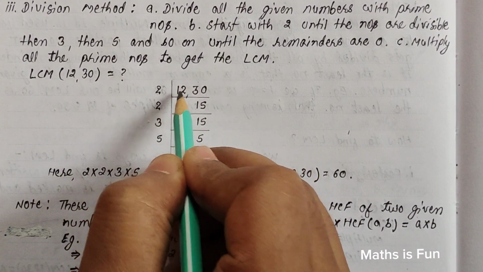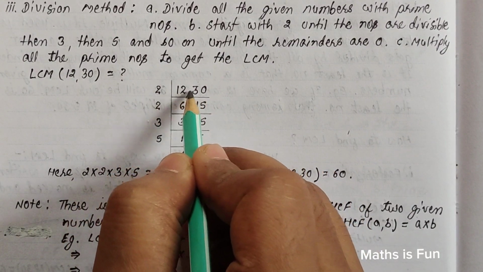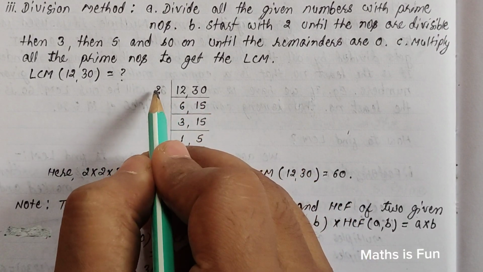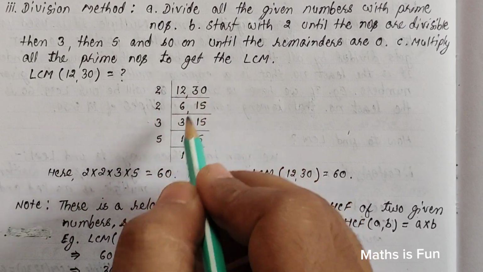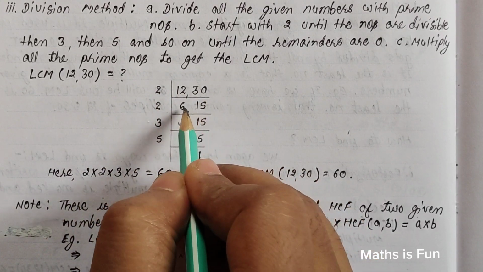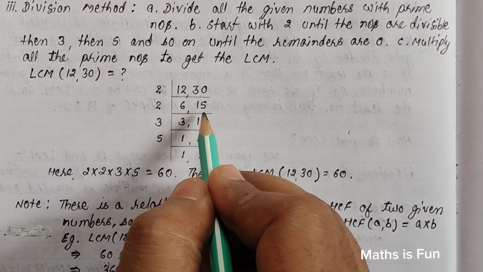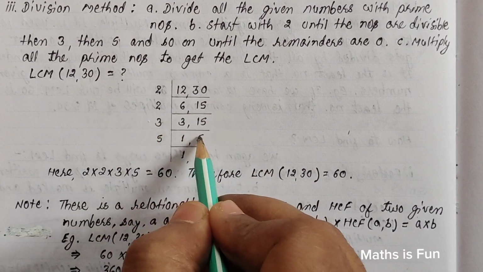So we'll write 12 here, we'll write 30. First we'll use 2. Suppose that they are not divisible by 2, then we can use 3. But 12 and 30 are easily divisible by 2. So we'll start with 2. 2 sixes are 12, 2 fifteens are 30. So we have 6 and 15. Again this will go by 2. 2 threes are 6, and 15 will stay 15 because it is not divisible by 2. So 3 ones are 3 and 3 fives are 15.